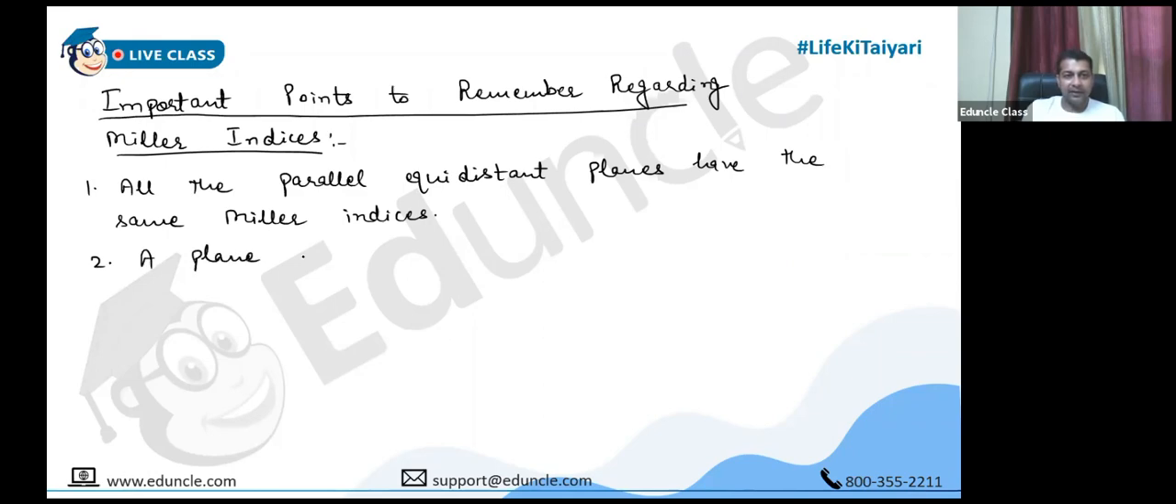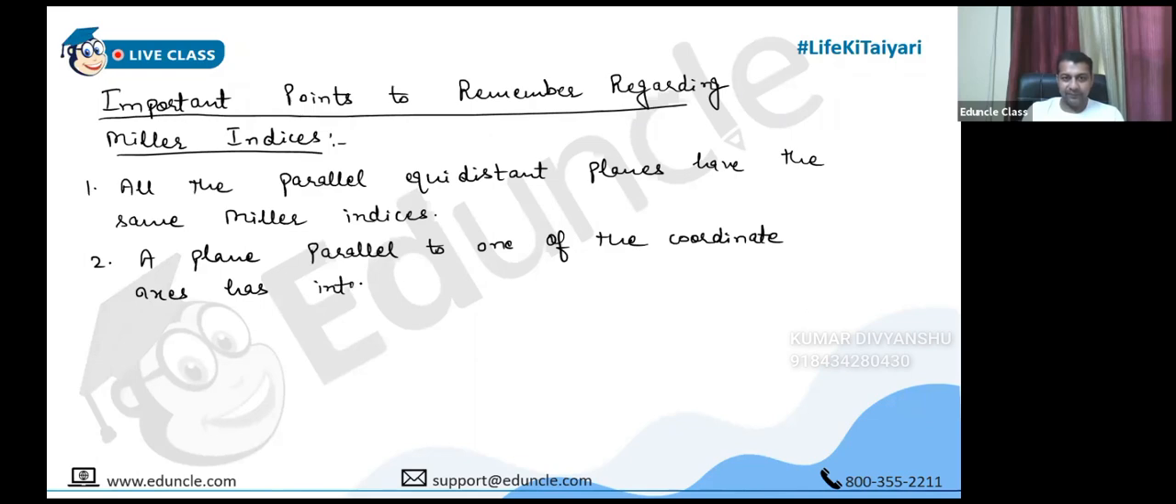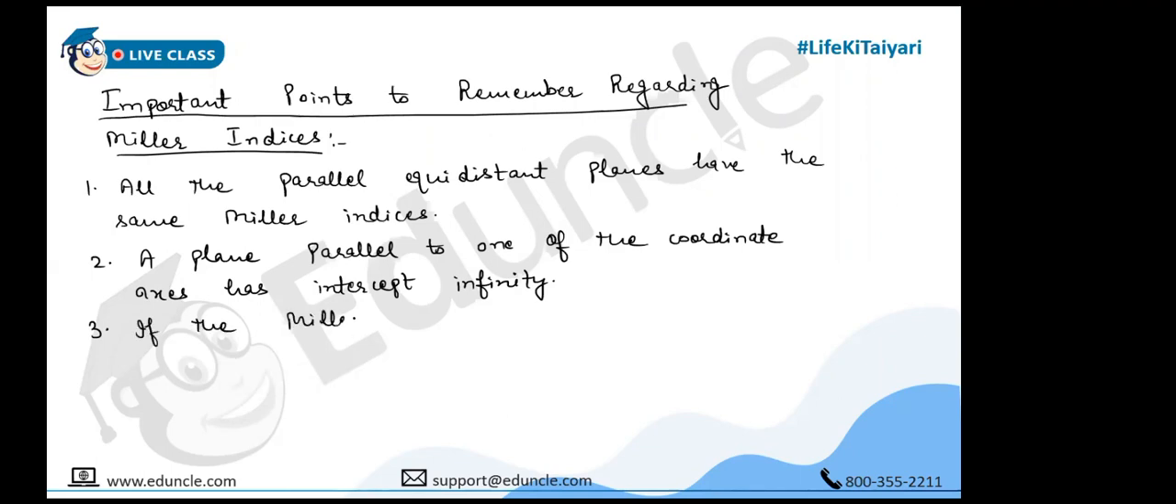A plane parallel to one of the coordinate axes. These are short tips. If I draw a plane parallel to one of the coordinate axes, say parallel to the z axis, then where will it intersect the z axis? Can you tell me? If it is parallel to the z axis, it will never intersect the z axis, or we can say it will intersect the z axis at infinity. And when it intersects the z axis at infinity, it means the z intercept will be infinity. Clear? Yes, sir.